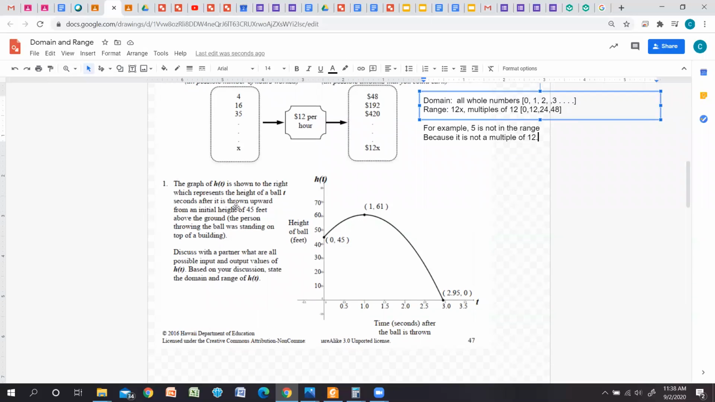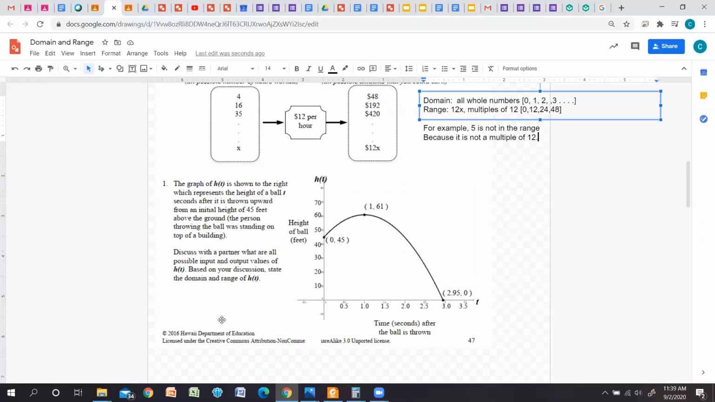Here's another one. This is a function h of t, and it's about someone who throws a ball. You can read it yourself. They throw the ball into the air. They're already up on a building. They throw it up, and then it comes back and eventually hits the ground. The input t is the seconds after you threw the ball, and the output h of t is the height of the ball. As time goes on, the ball goes higher and higher, gets as high as 61 feet, then goes down, down, down, and gets to the ground.